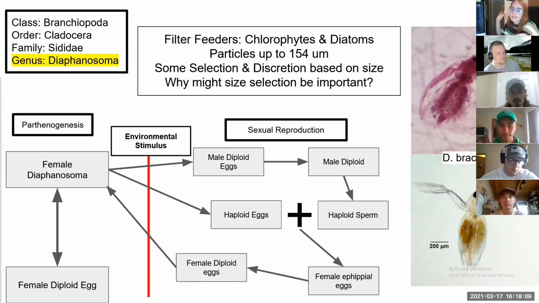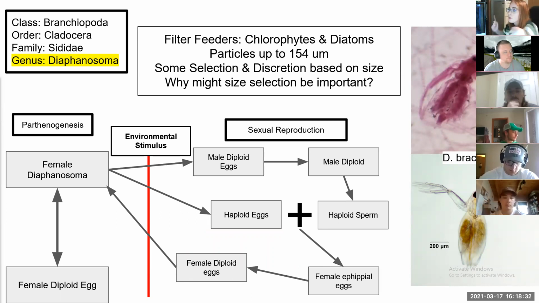So haploid eggs plus haploid sperm produce these female epithelial eggs. And so these kind of work like a diapause, but with new genetic variation. And so they'll take up a stimulus again when environmental conditions are right, and then hatch into female diploid eggs, and they will move back into parthenogenesis.